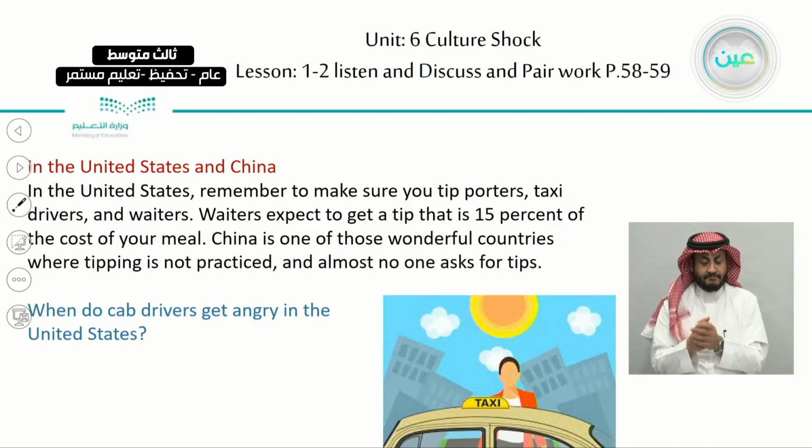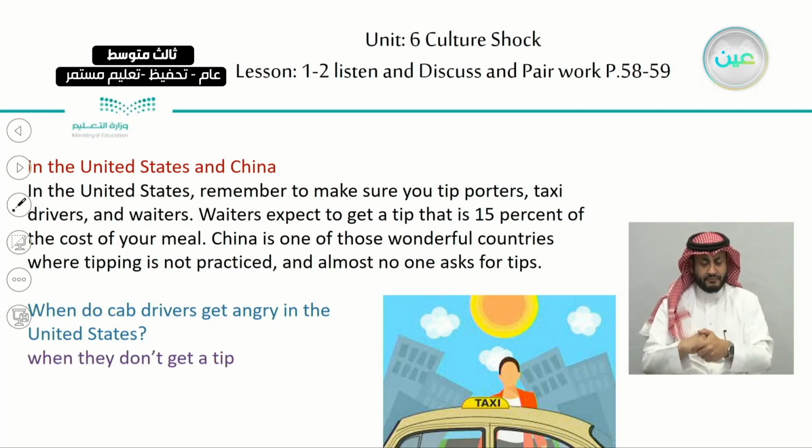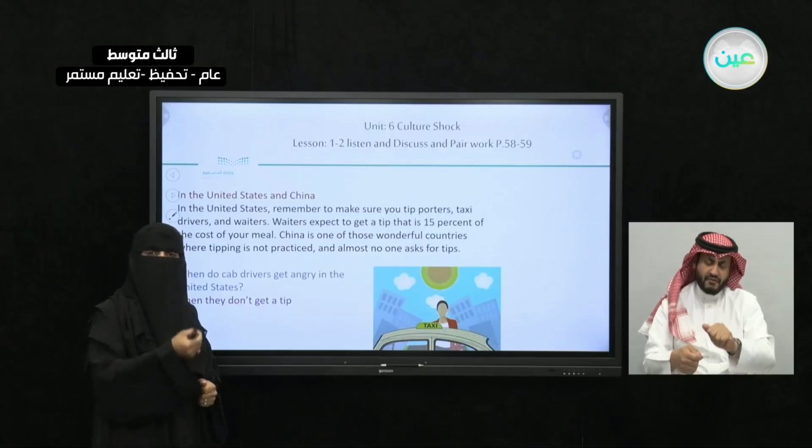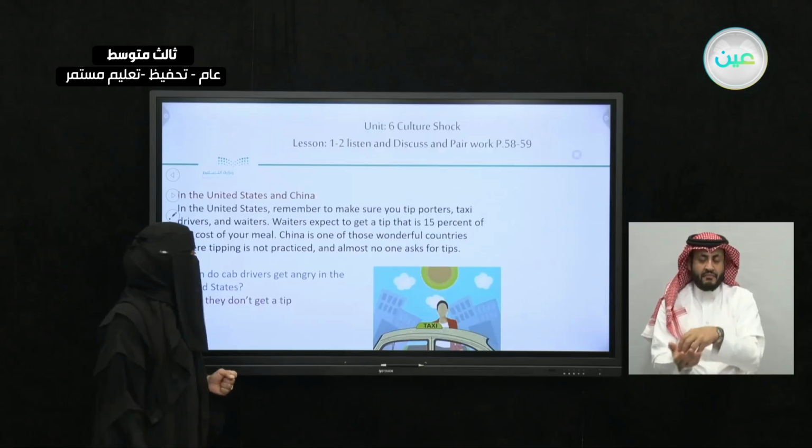Okay, so when do cab drivers get angry in the United States? Can you scan the text to find the answer? When do they get angry? They get angry when they don't get a tip. When no one gives them extra money, they get angry.